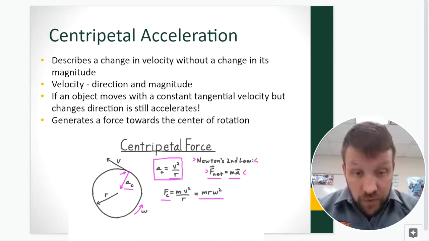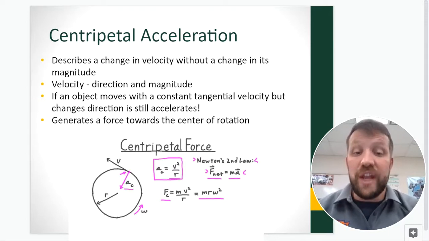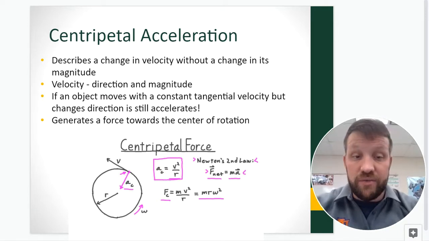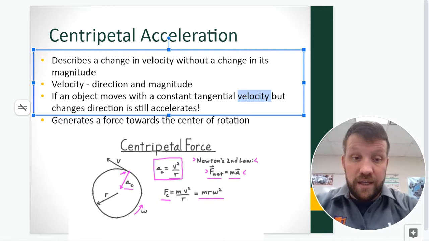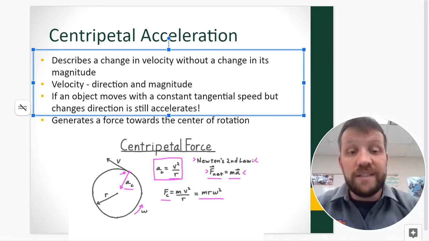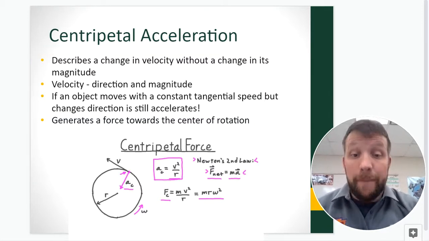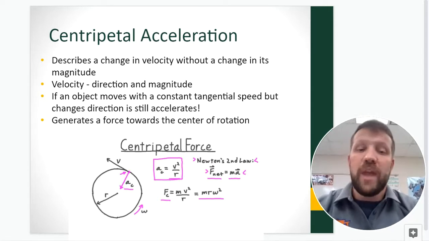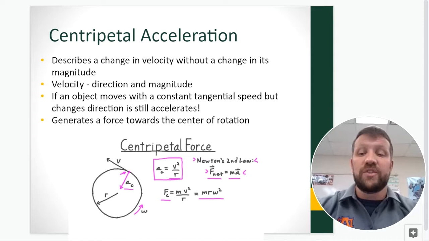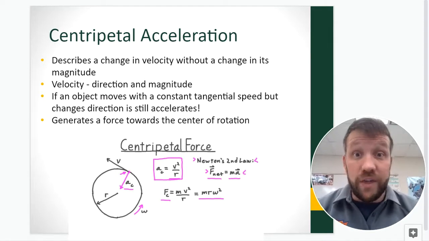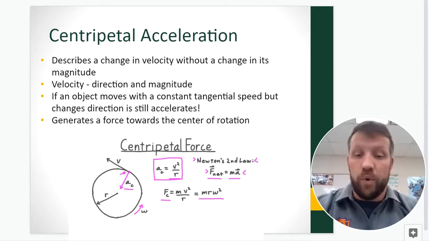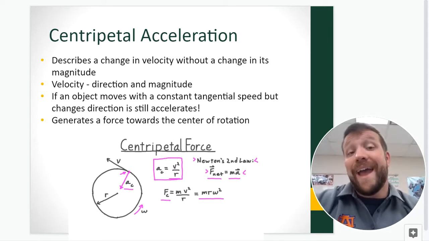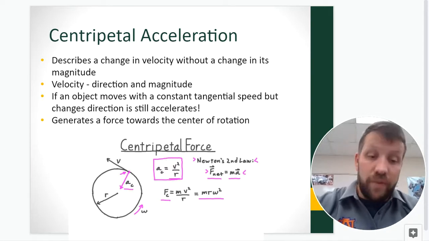So if an object moves with a constant tangential velocity but changes direction, it still accelerates. Okay, and I'm even going to go ahead and change this right here. This should say speed, right? If it moves with a constant tangential speed but changes direction, it still accelerates. There's still a change in the velocity there. This generates then a force towards the center of rotation, and we're going to talk about what that actually is here in just a minute, because that's really important. But that's referred to as the centripetal force. It's going to happen because of the centripetal acceleration.